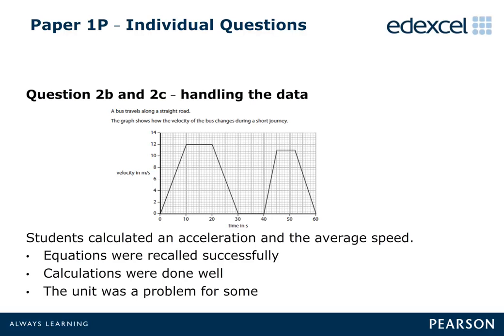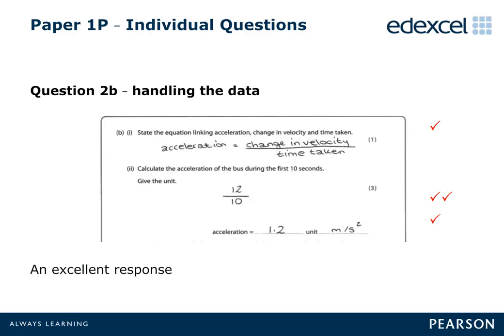In question 2B and question 2C, students need to recall the correct equation for many calculations. Calculation marks are broken down into a mark for substituting and a mark for evaluating the answer. Most students do this very well. Some had difficulty choosing the right unit for acceleration, though. Here is an excellent response to 2B. This student has recalled the correct equation, substituted properly, evaluated correctly, used the correct unit. So, full marks for this response, 4 out of 4.